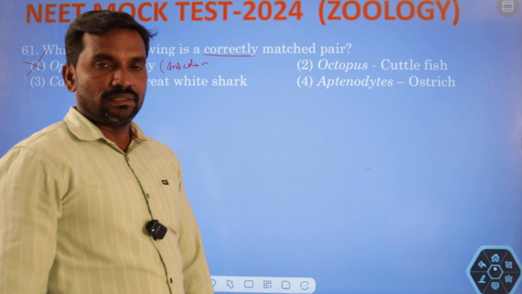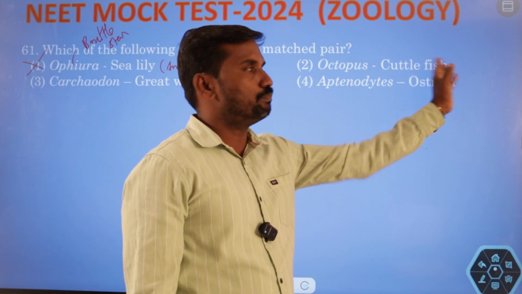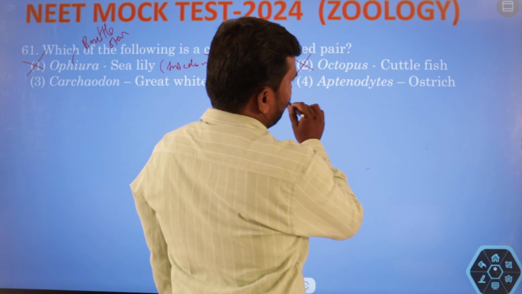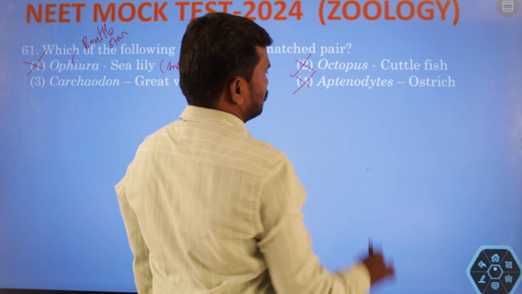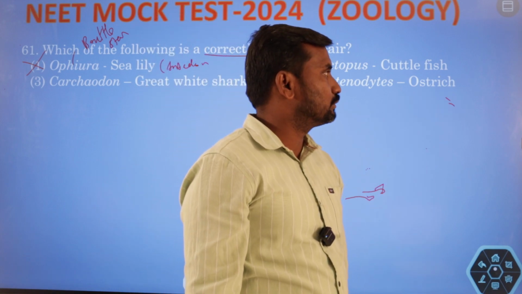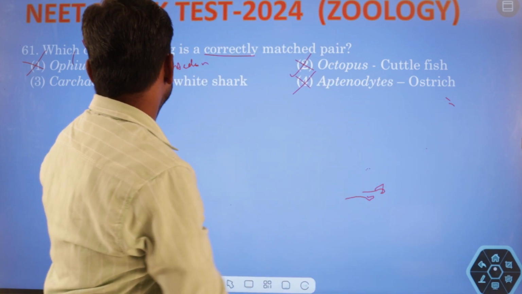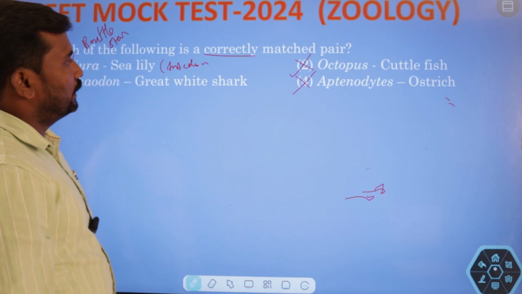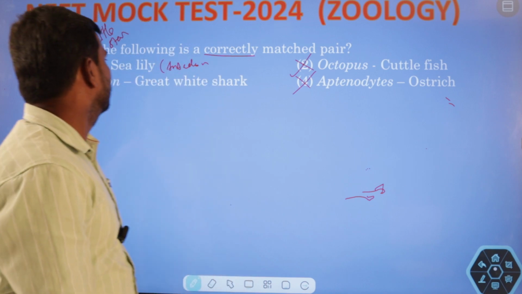You know very well, octopus is called devilfish. Cuttlefish is called sepia. This is also not correctly matched. Aptenodytes is called the penguin. For ostrich, the common name is given, and the scientific name is called Struthio. This is also not correctly matched. The correct answer is Carcharodon is the great white shark.